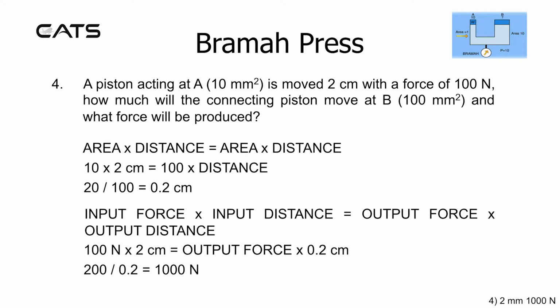Input force multiplied by input distance equals output force multiplied by output distance. 100 newtons times 2 equals the output force times 0.2 centimetres. 200 divided by 0.2 equals 1000 newtons.